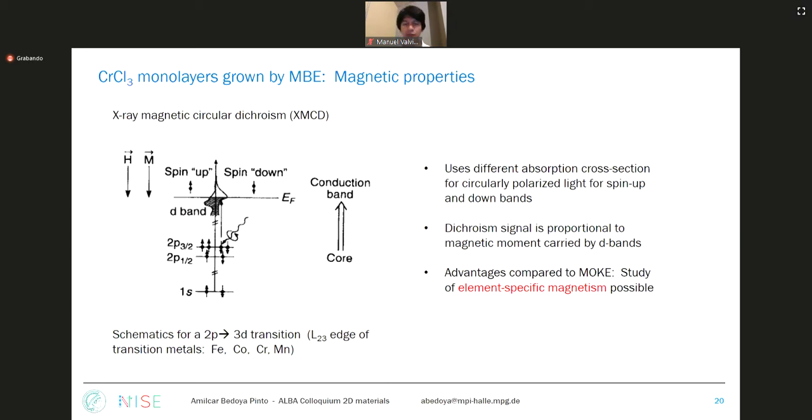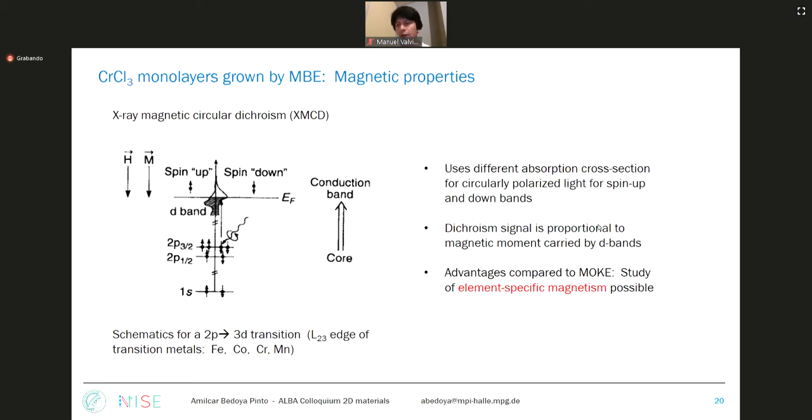that don't know. So we did XMCD, X-ray magnetic circular dichroism, and this is a local technique that probes the magnetic moment of the sample by using different absorption cross sections for circularly polarized light, left and right, and in that case you can map the imbalance of these spin bands, and that's for a 3D transition metal like iron or cobalt, for example. And interestingly, this XMCD signal that you will get here when you measure the electron yield, for example, in these bands, will be proportional to the magnetic moment.